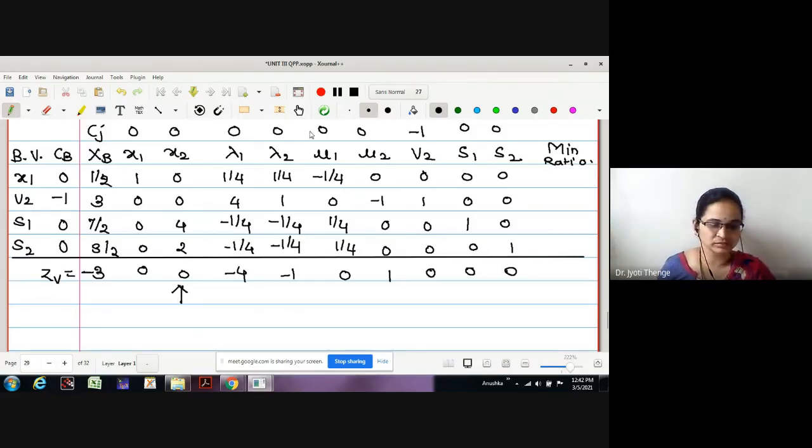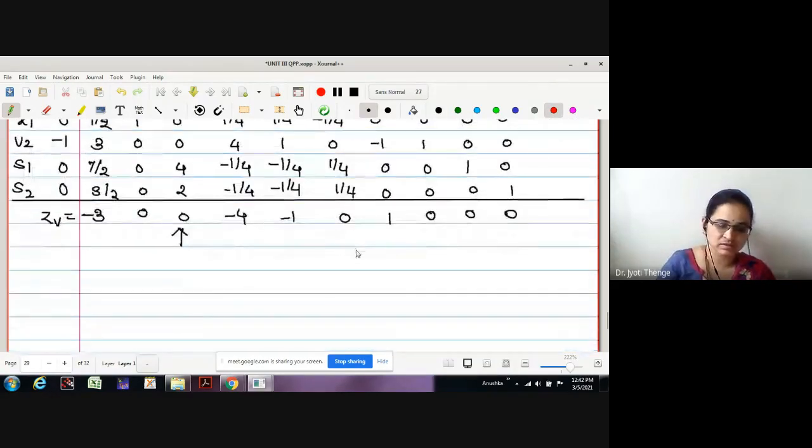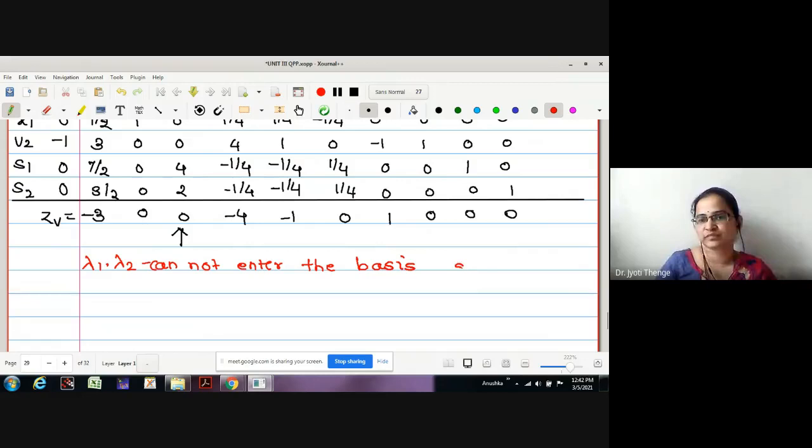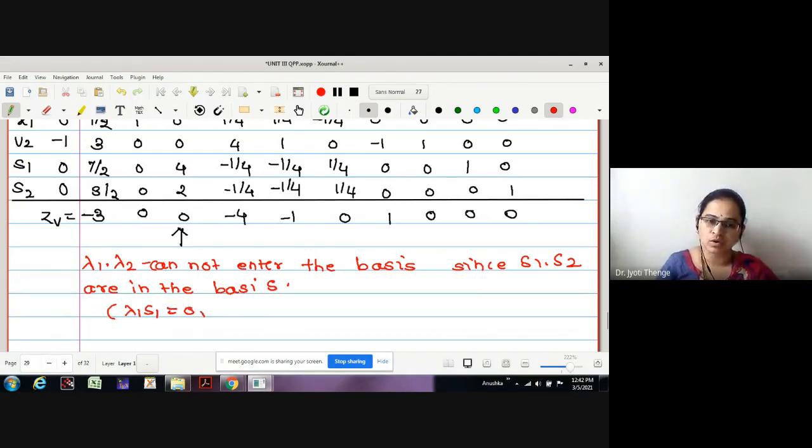What is the reason here? Lambda 1, lambda 2 cannot enter the basis. Means S1, S2 are in the basis. Or you can write lambda 1, S1 equal to 0, lambda 2, S2 equal to 0.